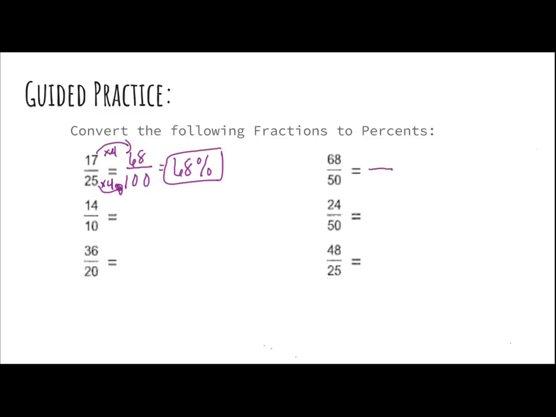Let's look at 68 over 50. In this case, 50 to 100, we would have to multiply by 2. So that means I'm going to do the same thing with my numerator. I'm going to multiply it times 2. So 68 times 2 would give me 136. So this would be 136%. It's okay to have more than 100%.